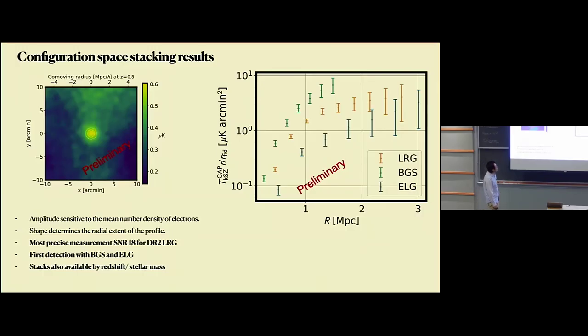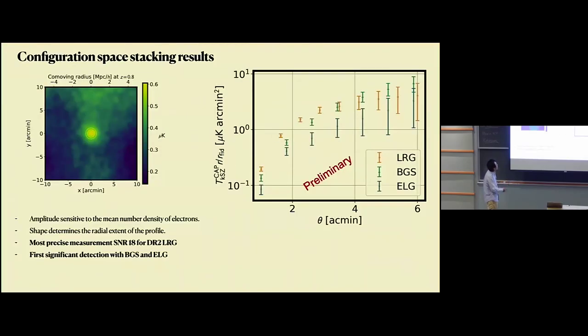Yeah, so the amplitude basically scales with the density of electrons, and that scales with the halo mass of your sample. And okay, because I presume the BGS has a lower mass than the LRGs, which is going the other direction.